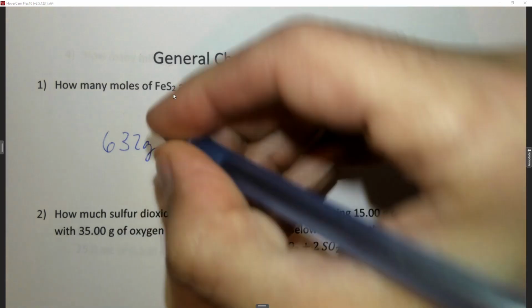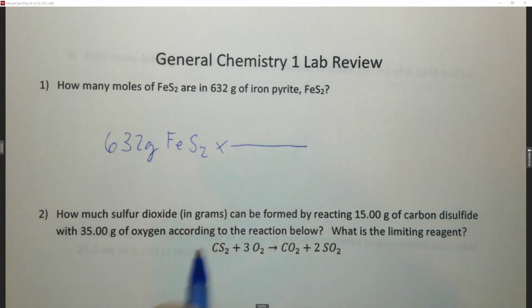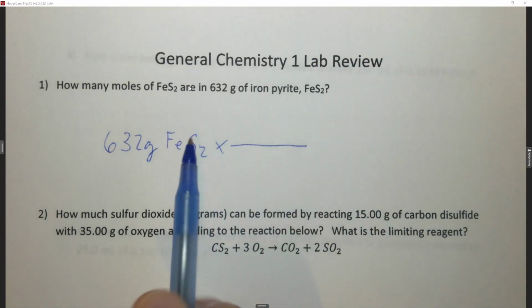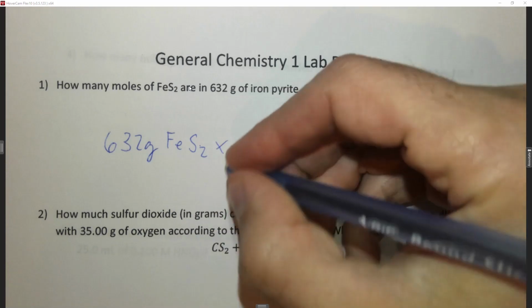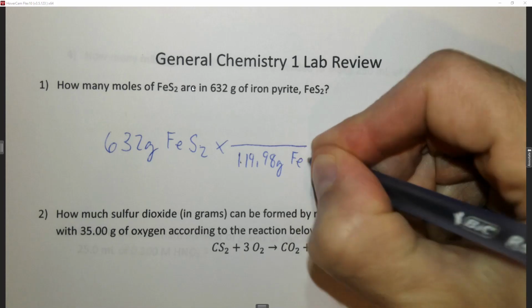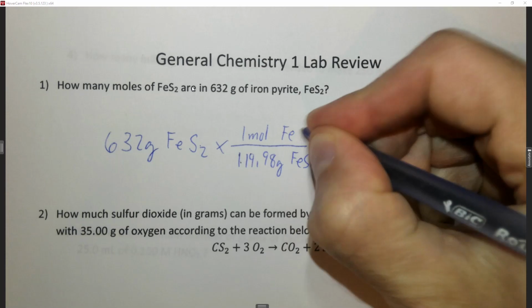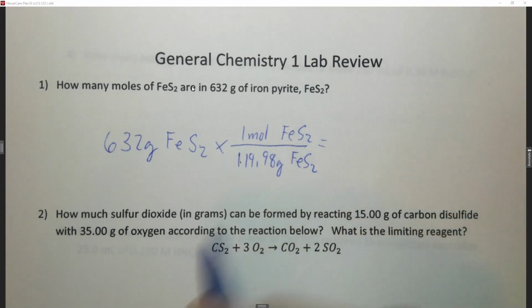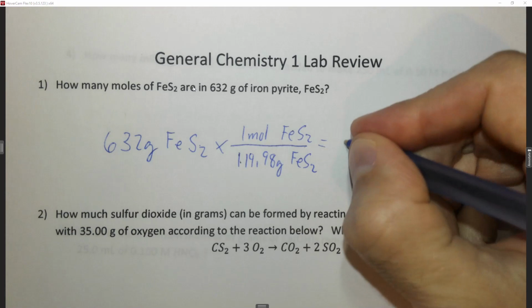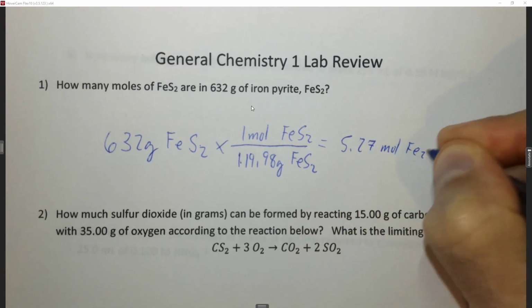So here we're starting with our 632 grams of FeS2, which we want to convert to moles. So we know the molar mass. We know that 1 mole is 119.98 grams. Well, since we want grams to cancel, we put the 119.98 grams of FeS2 on the bottom, and on top, 1 mole of FeS2. And when we do that math, multiply by the top, divide by the bottom, what we find is there's 5.27 moles of FeS2.